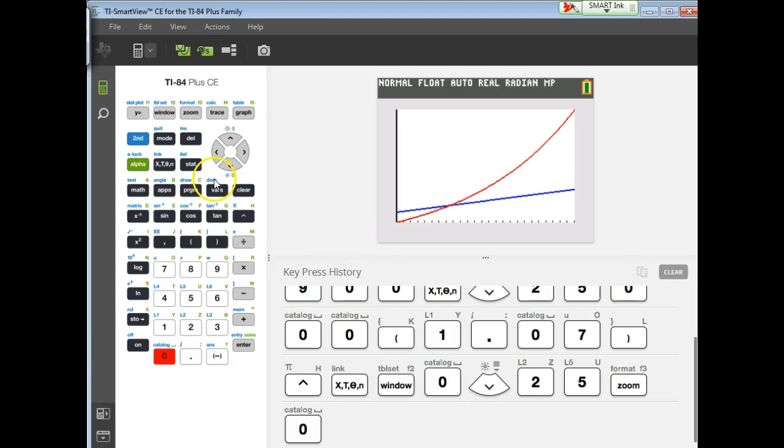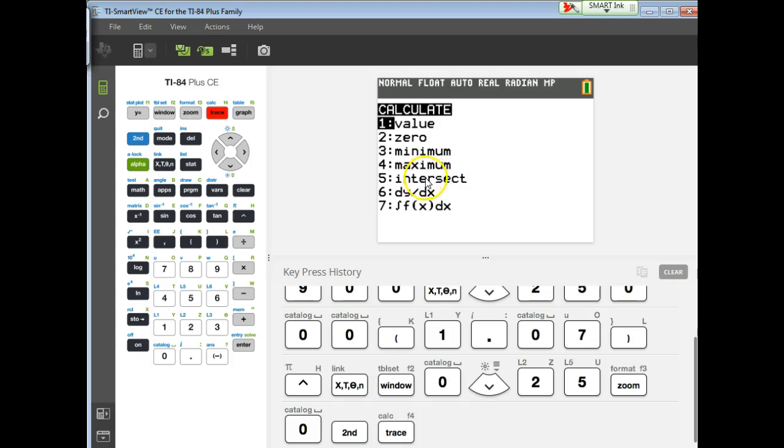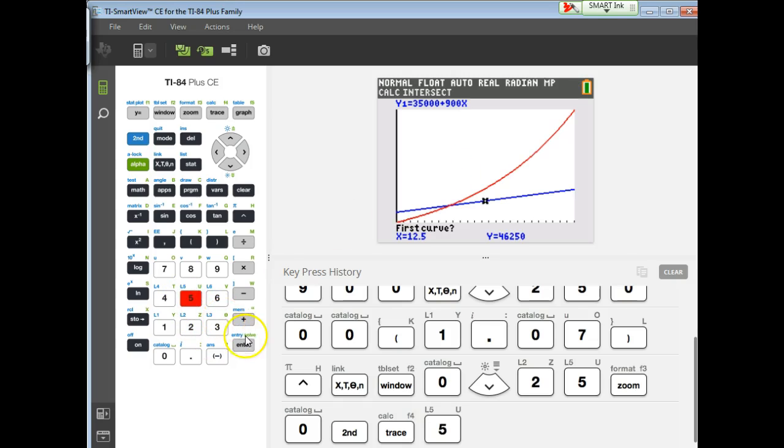Do you remember how to find intersection points on a graph? Yep, go to the calc menu. This time choose intersect, and then just hit enter 3 times. So enter, enter, enter. And then look at the x value there, guys. At 7.6 years into my job is when the other job starts making more money after that.